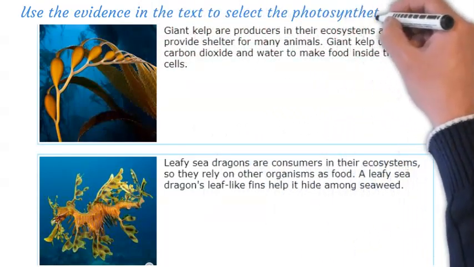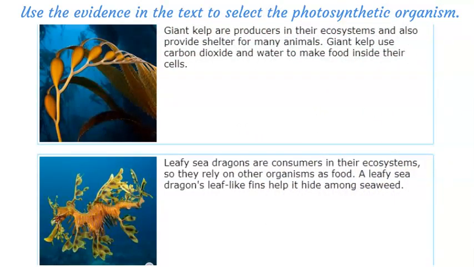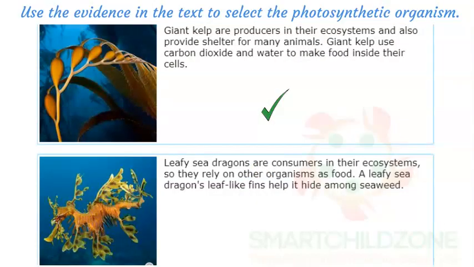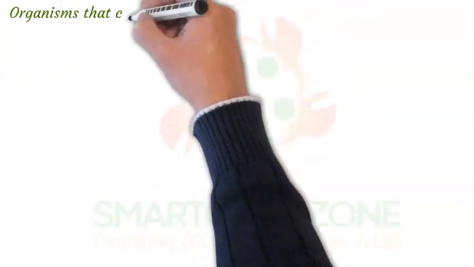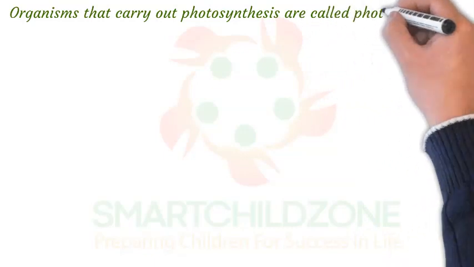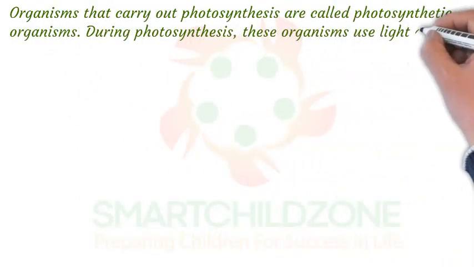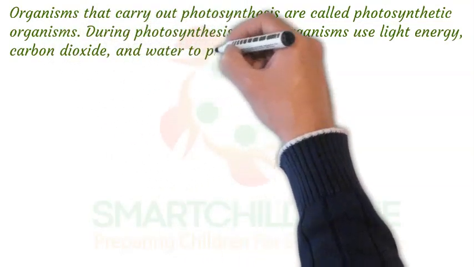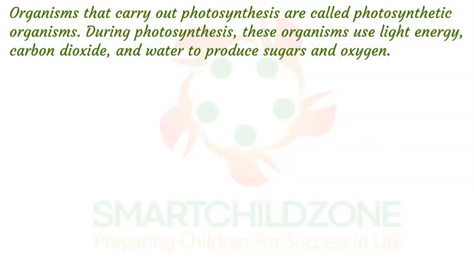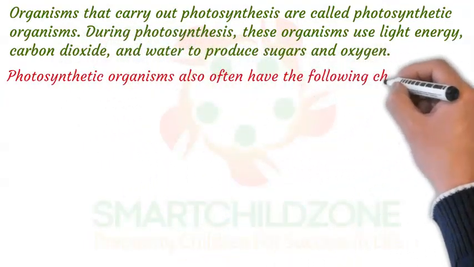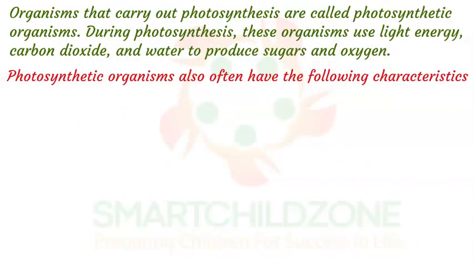Use the evidence in the text to select the photosynthetic organism. Organisms that carry out photosynthesis are called photosynthetic organisms. During photosynthesis, these organisms use light energy, carbon dioxide, and water to produce sugars and oxygen. Photosynthetic organisms also often have the following characteristics.